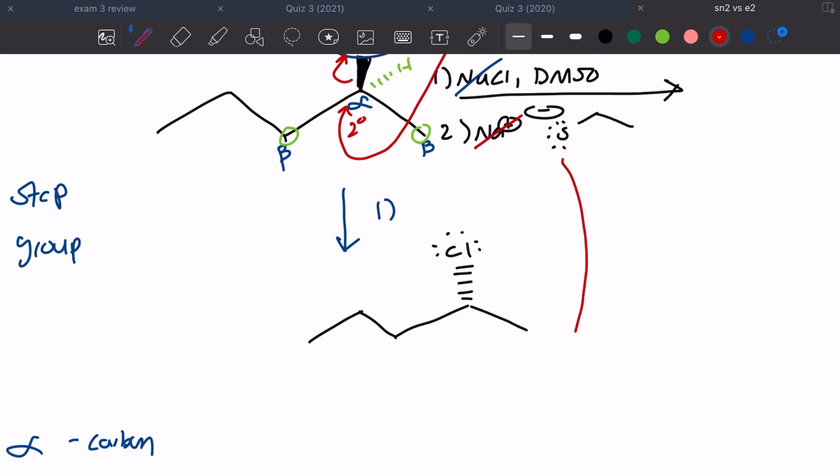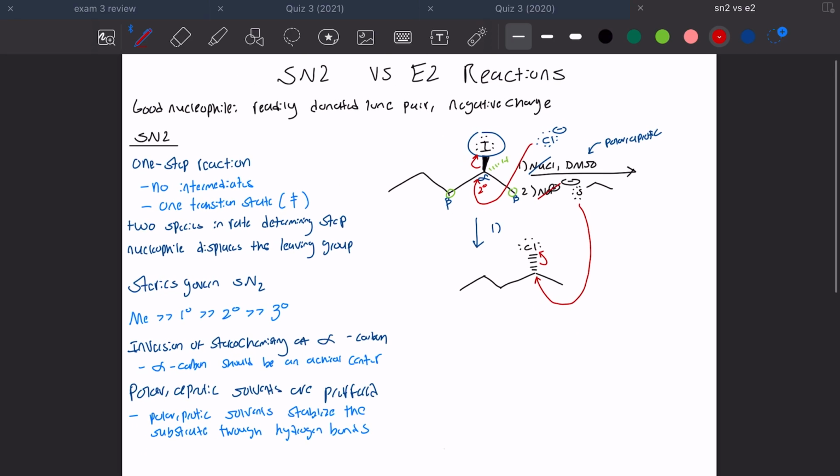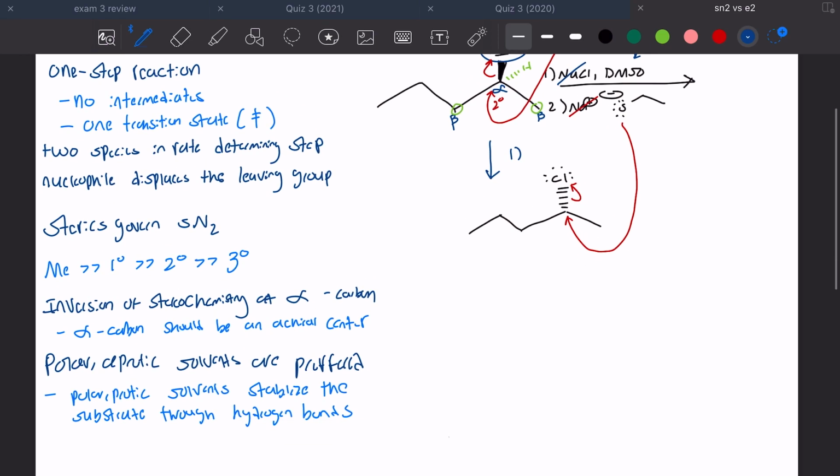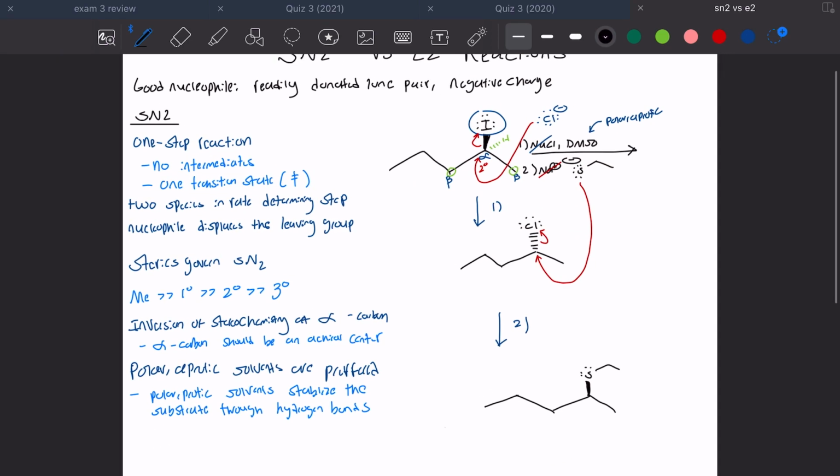So it's going to come here, the alpha carbon, and then knock off your chlorine. And you'll get something that looks like this. And that's basically your final product. The reaction mechanism for SN2 is actually very straightforward. It's just knowing when to use SN2.